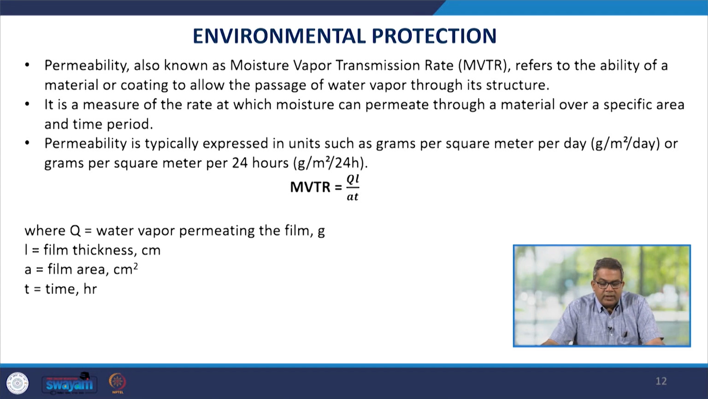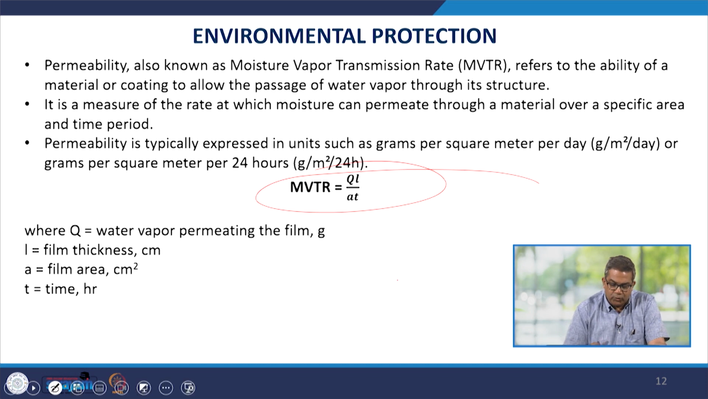This permeability, known as the moisture vapor transmission rate or MVTR, refers to the ability of a material or coating to allow the passage of water vapor through its structure. It is a measure of the rate at which moisture can permeate through a material over a specific area and time period. It is typically expressed in units such as grams per square meter per day, and MVTR is equal to QL over AT, where Q is the water vapor permeating the film in grams, L is the film thickness, A is the film area, and T is the time.